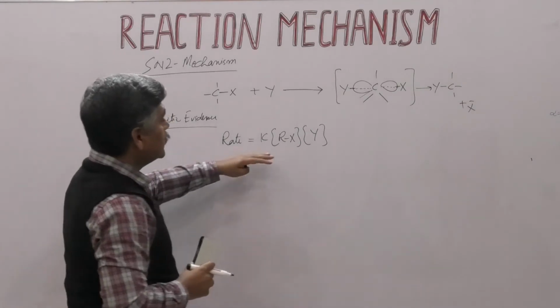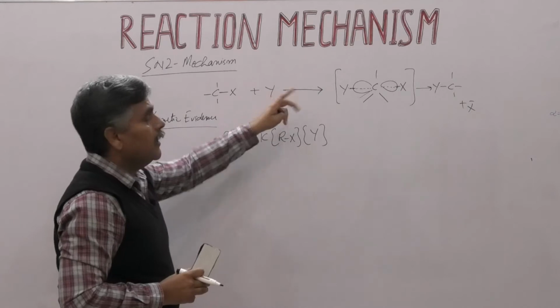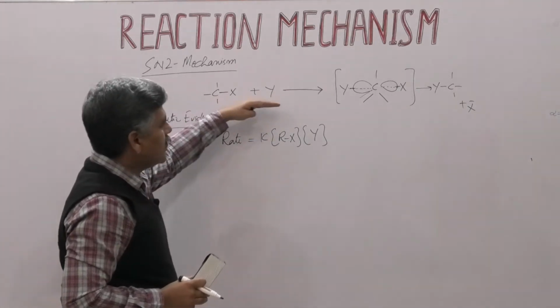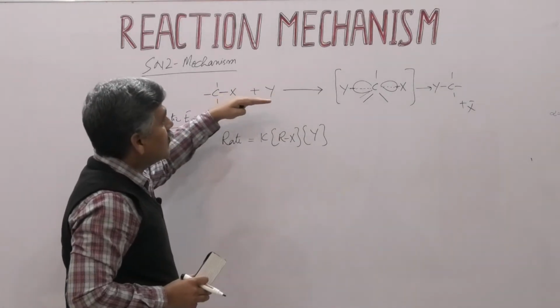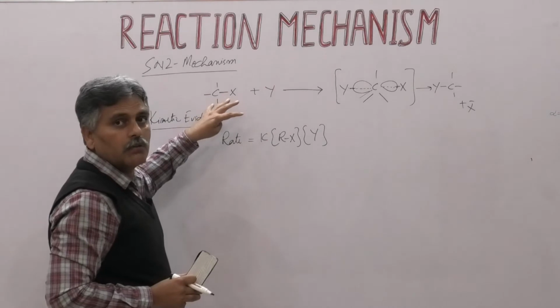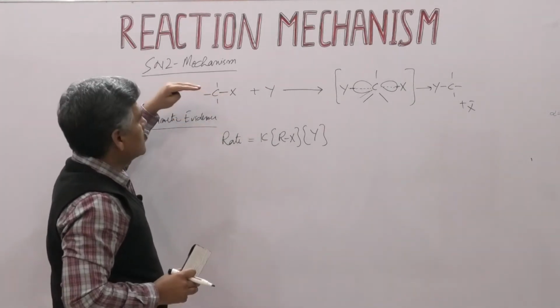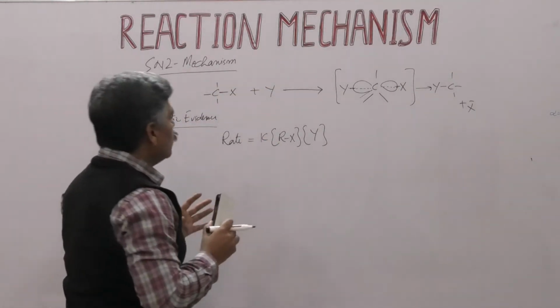So the kinetics prove that the reaction is second order, because this is a one-step reaction, and the one step means this is the rate determining step. So in the rate determining step, two molecules are involved. That's why the rate of reaction depends upon the concentration of both the substrate as well as the attacking nucleophile.